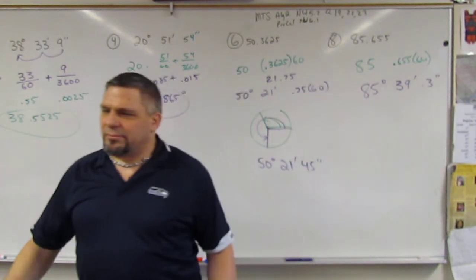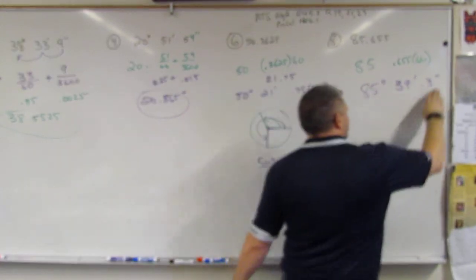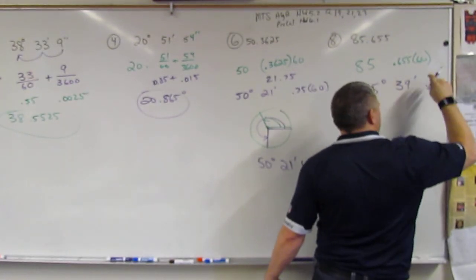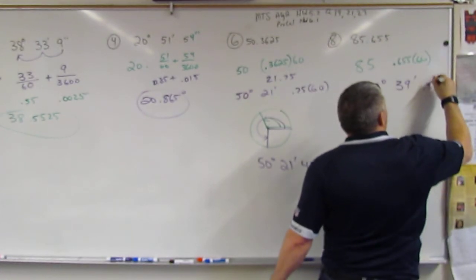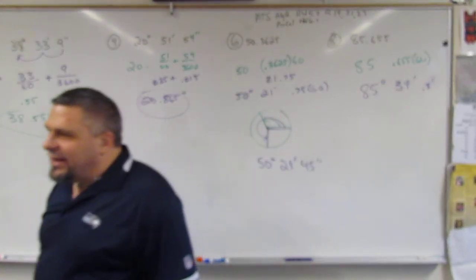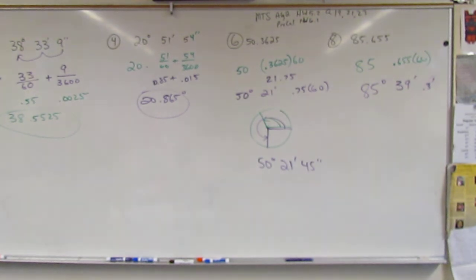But no, I don't have 0.3 seconds. I have 0.3 minutes, right? Now I've got to turn those 0.3 minutes into seconds. So it's a third, a little less than a third.